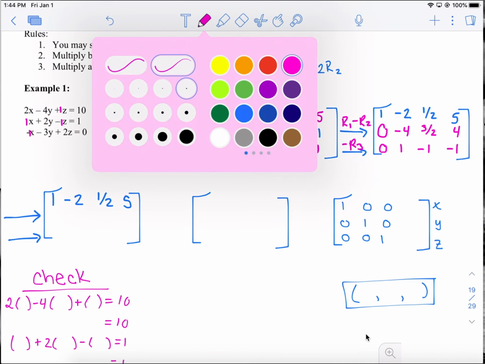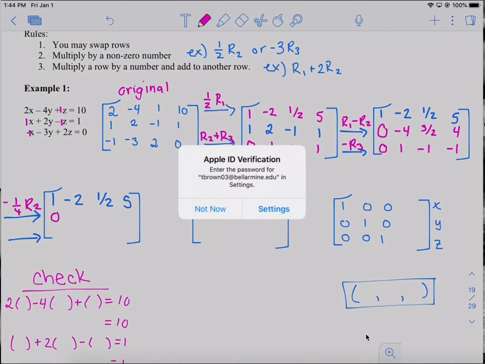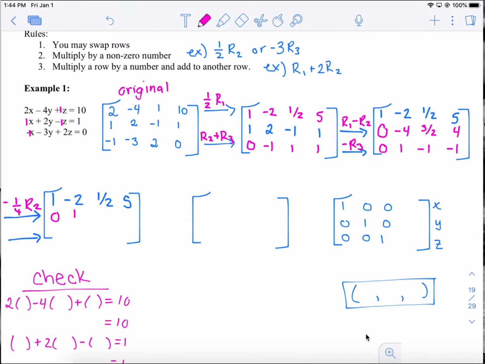All right, so let's think about that. If I want to turn that middle number, -4, into a 1, that means not only do I have to divide it by 4, but I also have to get rid of the negative. So I'm going to do -1/4 of row 2. If I do that, I get 0, +1, -3/8. And yes, you are going to have fractions. You're just going to have to get over it. And a -1.